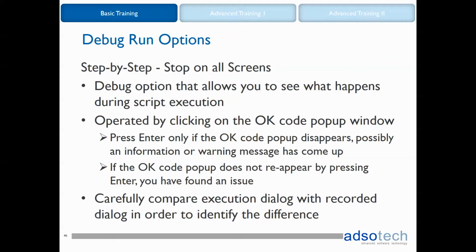Then, if you don't already automatically know what the issue is, sometimes that might happen as well as soon as you see the SAP screens. But if it doesn't, then take the time to carefully compare the dialog that happens during the execution. So all the SAP screens that you saw before you found the issue, compare that with your recorded dialog. So what you did when recording. Now you don't have to remember exactly what you did when recording.